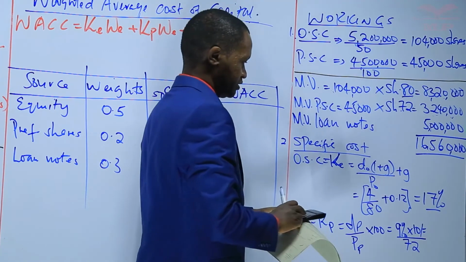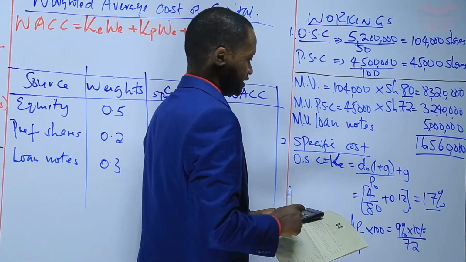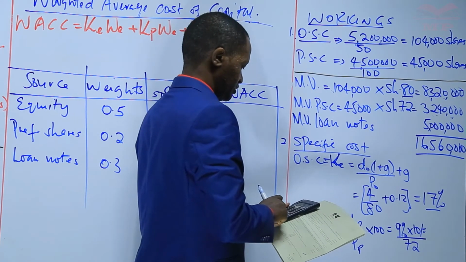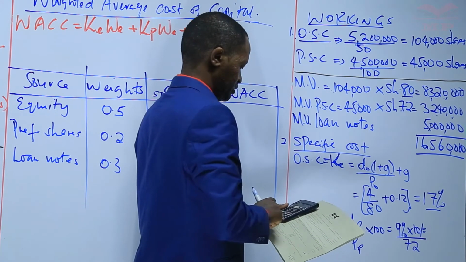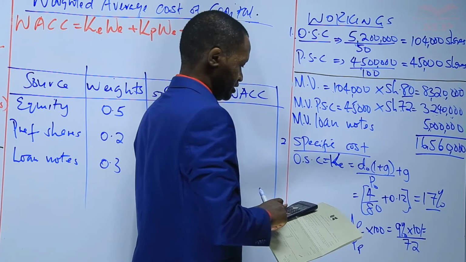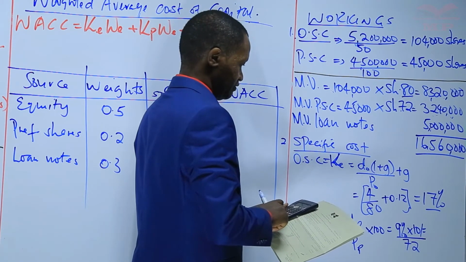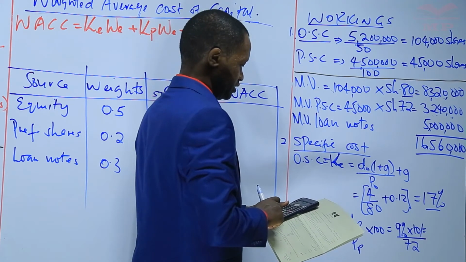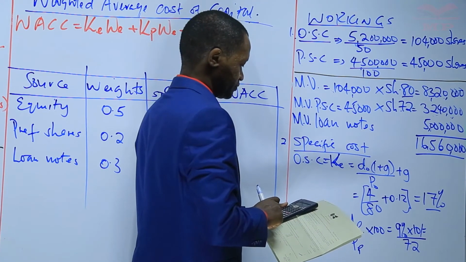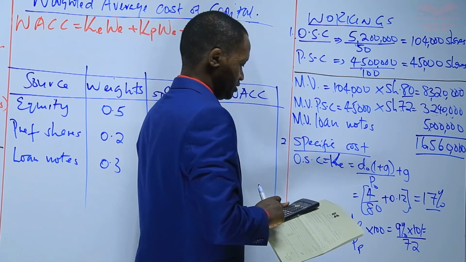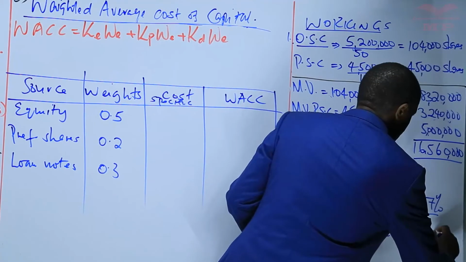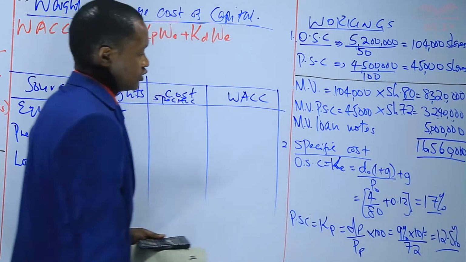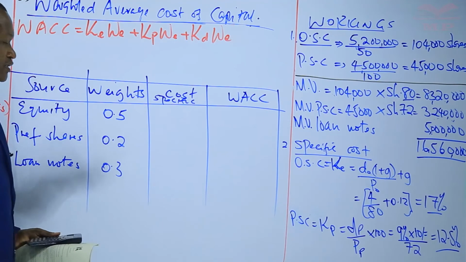So 9% of 10 shillings is just 0.9, divided by 72, times 100. 12.5% is the cost of preference shares.